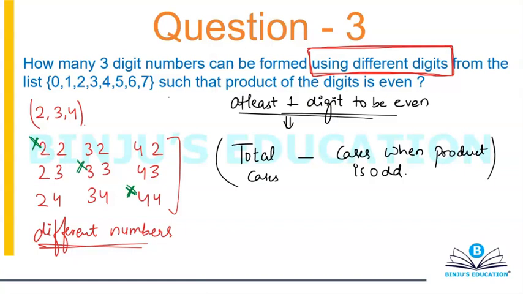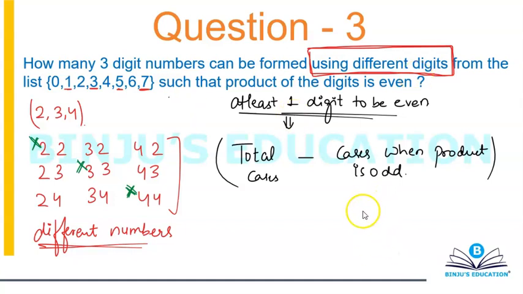Because as far as the product is concerned, there are only two possible cases. One is that the product is odd, and the other is that the product is even. I can't have anything else. Now the interesting thing about when the product is odd is that all the digits need to be odd. Which means I can use 1, 3, 5 and 7. These are the only four possibilities that I can use. Now I want different digits.